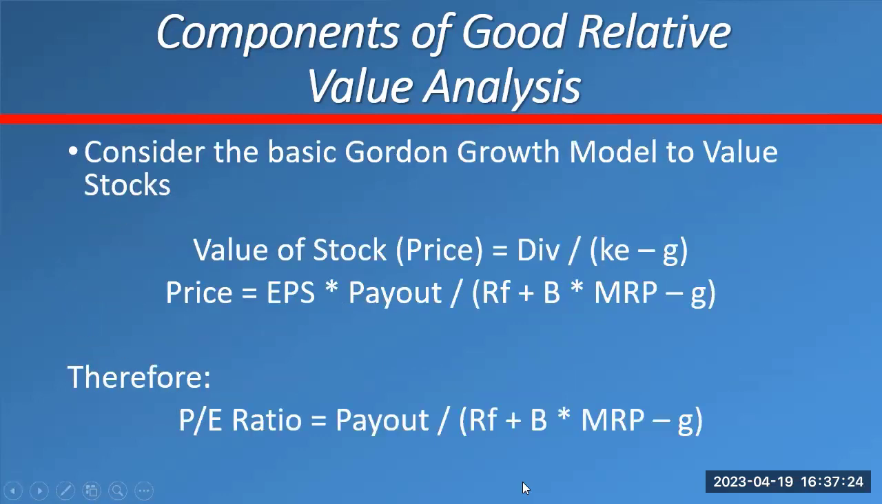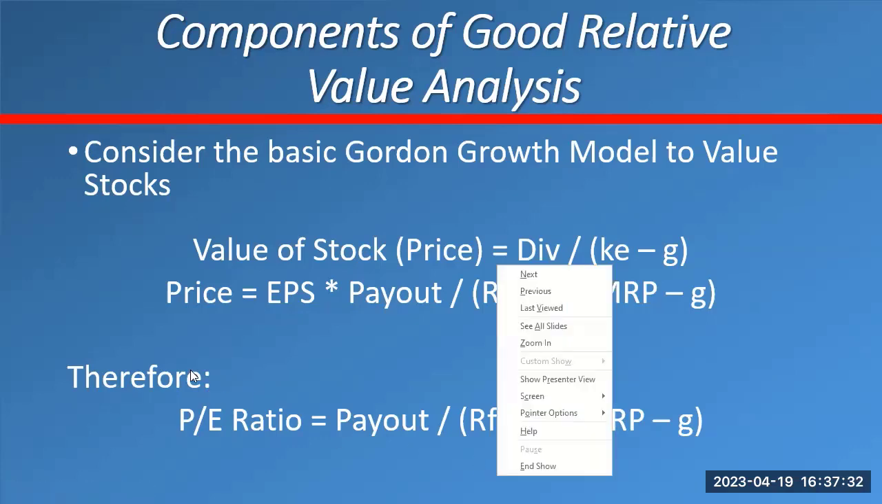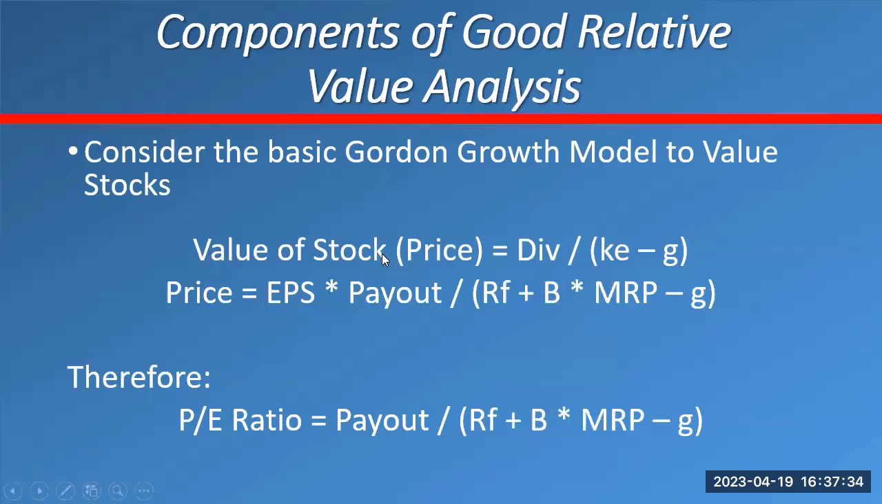I love this table. If I were a finance major, I'd carry this with me, or I would just learn it, just know it. So we've already done this first part. The value of a stock is its dividends divided by K minus G. Remember that, the dividend discount model. I don't have the extra growth in there.